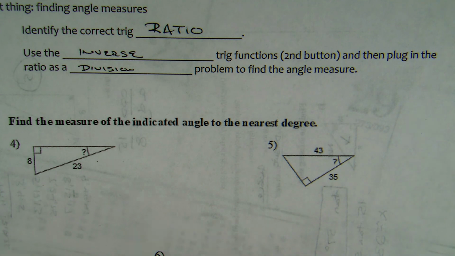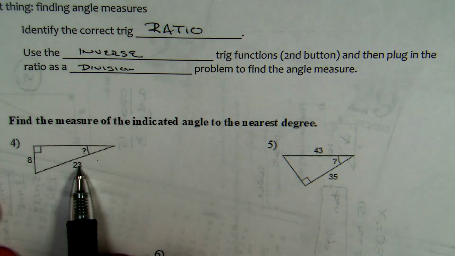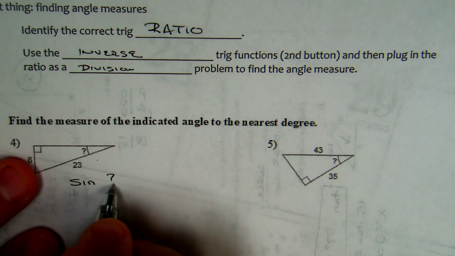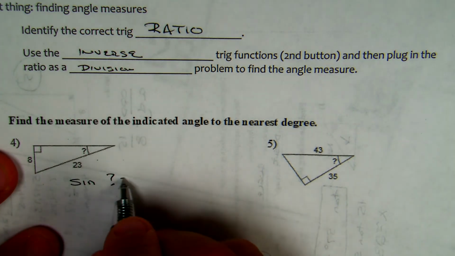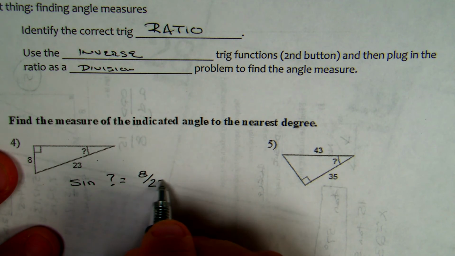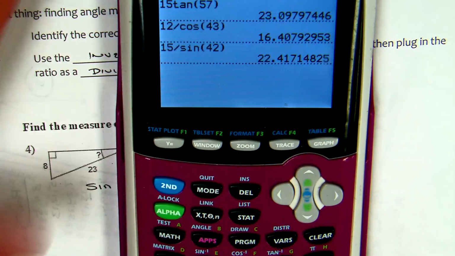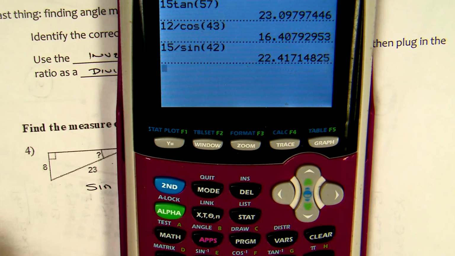All right, so here's my angle. Hypotenuse is involved, 8 is the opposite, so it's got to be sine. So the sine, and feel free to leave it as a question mark, equals 8 over 23. I go to my calculator. I'm finding an angle, so I hit second first. That's the only difference. So I hit second, and then I hit the sine button.